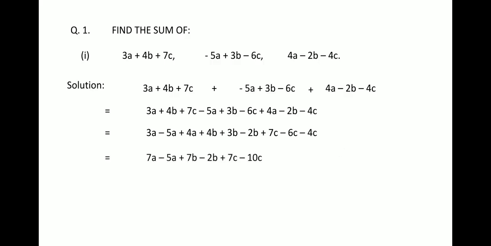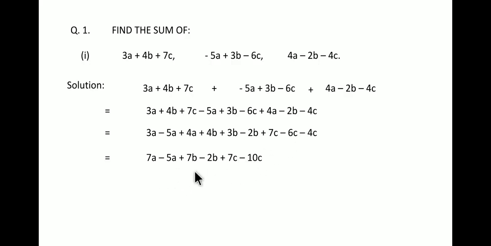Next step, now you simplify the like terms. So 3a minus 5a plus 4a: just add the same signs. 3a and 4a are added, 7a minus 5a, different signs. 4b plus 3b is 7b, minus 2b is written out here. Plus 7c, and there is no plus sign, so we write plus 7c, and minus 6c and minus 4c. Again, same signs, we add. 6 plus 4 is 10, and we still write the same sign, minus 10c.